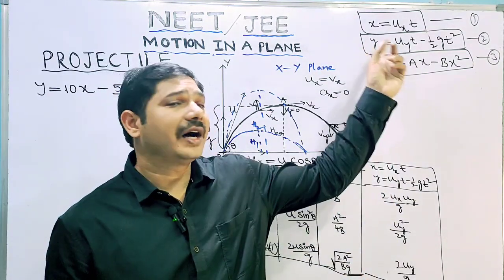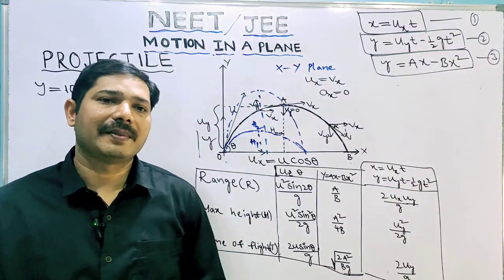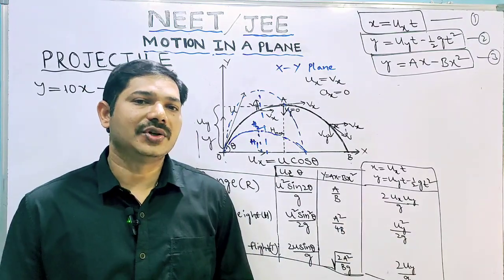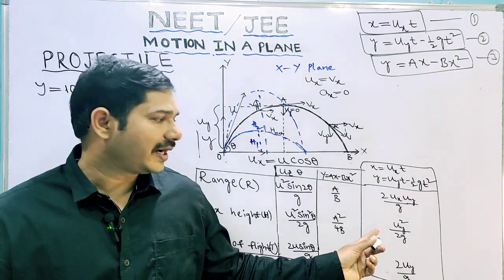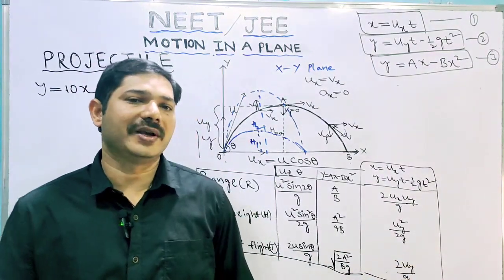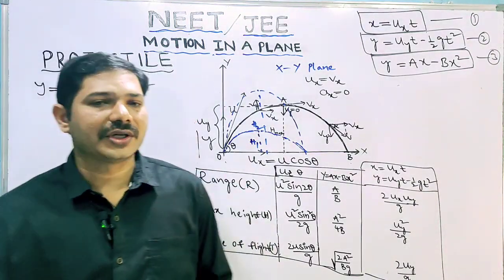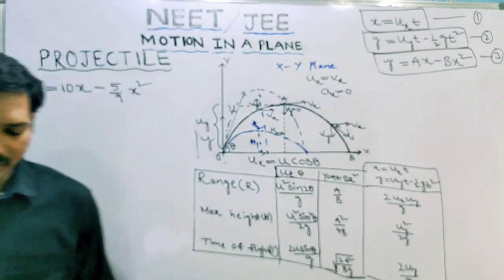And when horizontal and vertical equations are given in this form, at that time how to find the range: 2 ux uy by g, and maximum height is what, uy square by 2g, and time of flight is 2 uy by g. So based on this, how they'll ask. Okay, so some questions I am showing now. On the display you can observe the question.